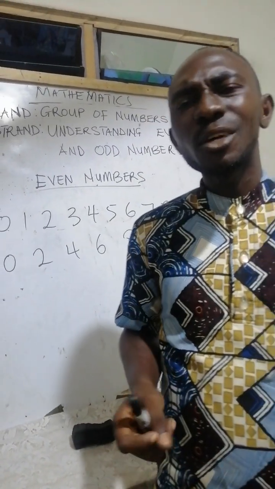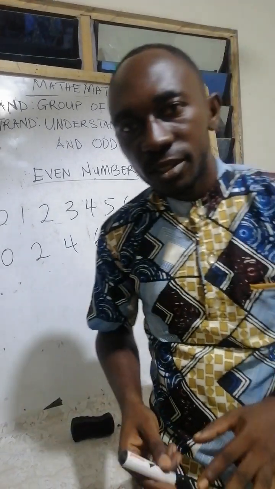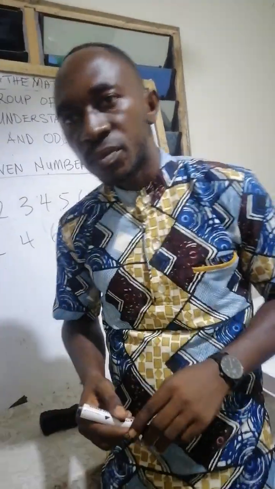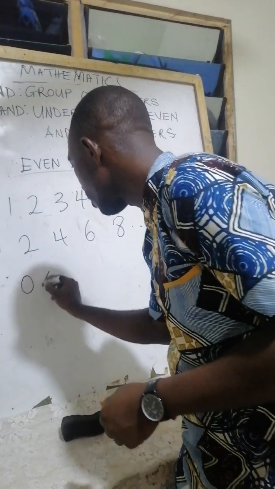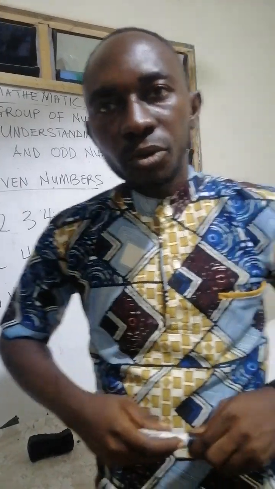Somebody will say, is 0 even an even number? Yes, 0 is an even number because it is an integer multiple of 2, so that when we multiply 0 by 2, the answer will be 0. And also 0 is divisible by 2. We mean to say that when 0 is divided by 2, the answer or the remainder will be 0.